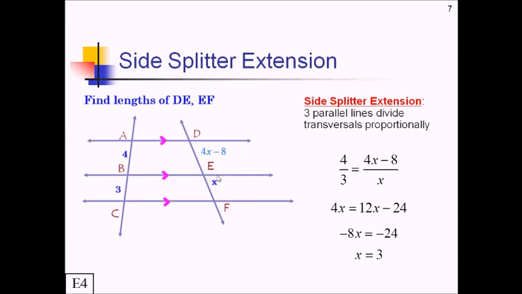Now EF is exactly whatever x equals, so we know that EF is exactly 3. DE is going to be 4 times 3 minus 8. 12 minus 8 gives us 4. Well, that's kind of funny. This is 4, just like this, and this is 3, just like this. Doesn't have to work out that way, but it did in this case.